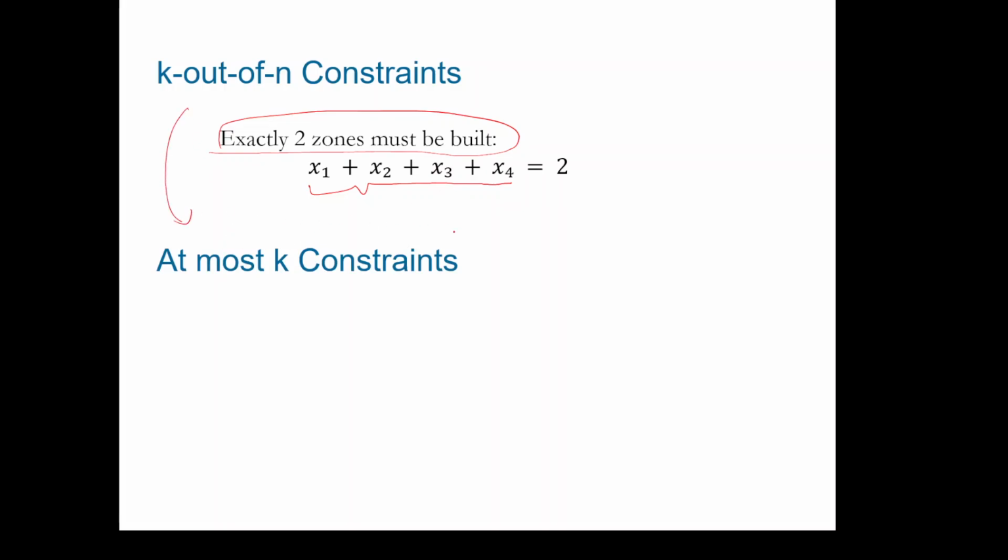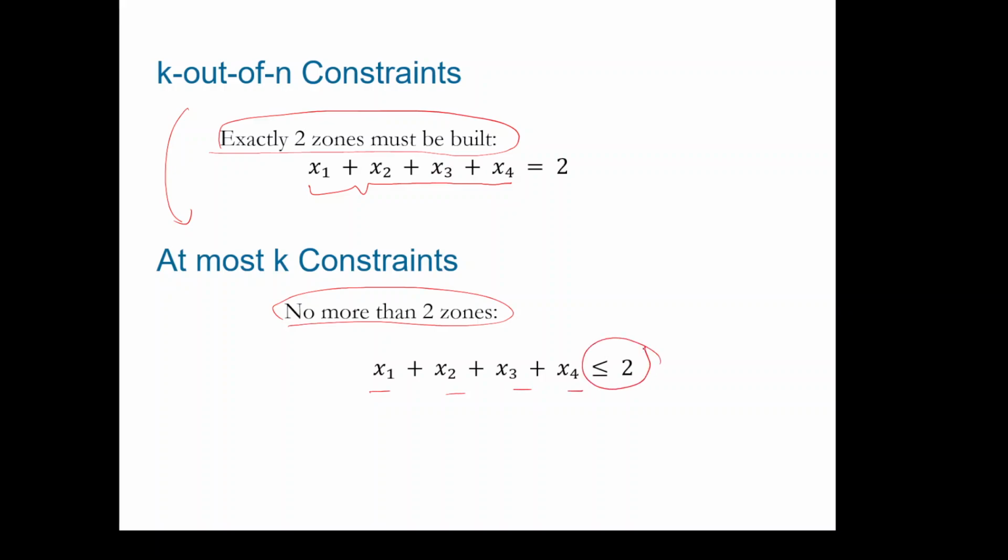Another variant of this is the at most k constraint. Instead of exactly 2 zones, let's suppose that we have been told that at most, or no more than, 2 zones can be built. So we will write it x1 plus x2 plus x3 plus x4 less than or equal to 2. Now again, we have been told that we cannot build more than 2 zones. So we can build 2 zones, or we can even drop the idea of building any zone at all. If we do not build any of these 4, then x1 is 0, x2 is 0, x3 is 0, x4 is 0.